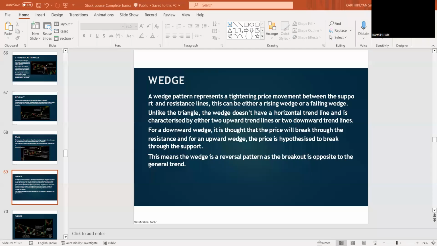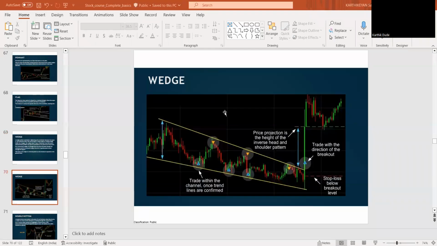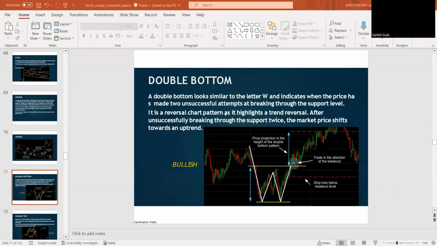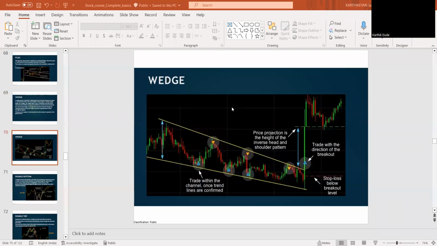So basically, what is a wedge? A wedge is like the price keeps falling like a waterfall. Once price reaches a point, even you can think of it like a triangle as well. This is also pretty much similar to the triangle. Once price reaches a certain point and it breaks this resistance, it moves the length of this one. So let's plot the wedge pattern in our chart.